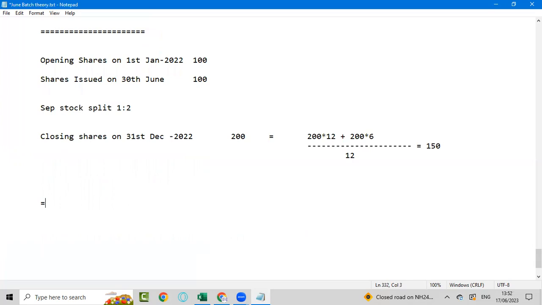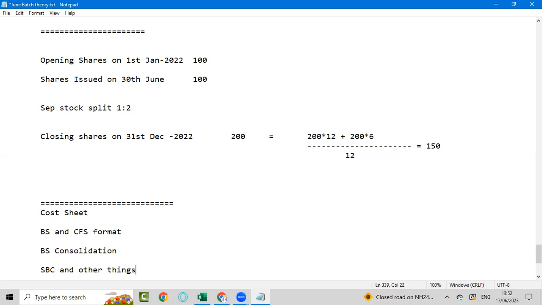The topic for tomorrow's discussion. The first part is cost sheet. Okay, we will discuss that. Balance sheet and cash flow statement formats, and balance sheet consolidation like we did today for income statement. Stock based compensation we will discuss tomorrow and other things. Others में कुछ भी हो सकता है.